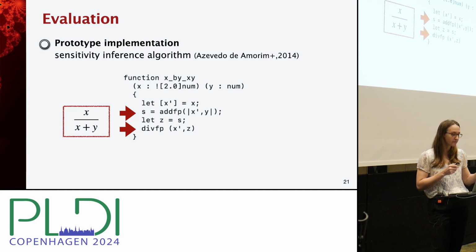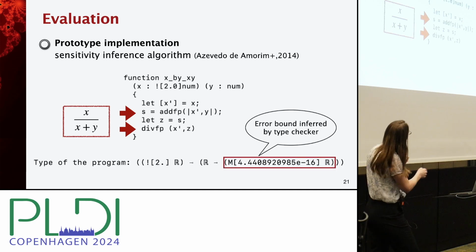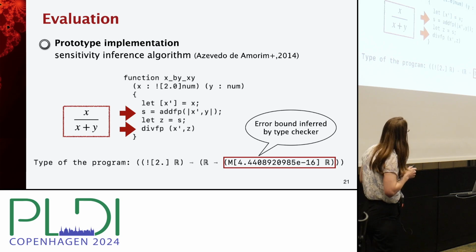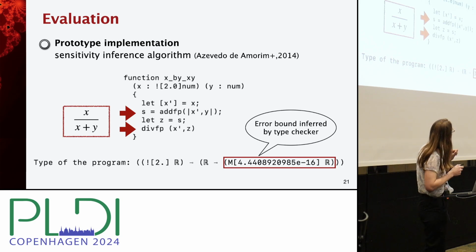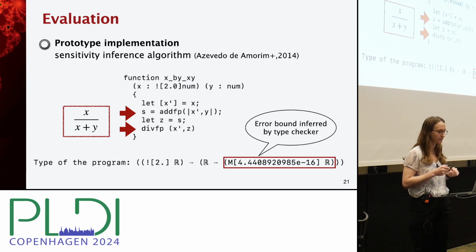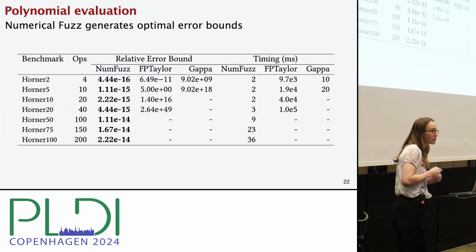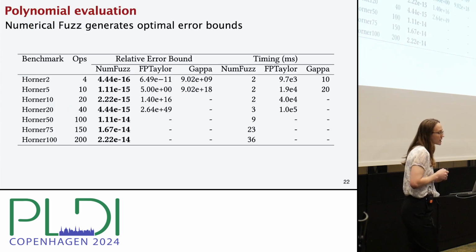Okay, and then our type checker, we run it on this program, and it infers an error bound for this program. We have two floating point operations, and so it tells us that the error bound on this program is something like 4.4 times 10 to the minus 16. So that's nice. Okay, let's come back to polynomial evaluation, which we started off with.